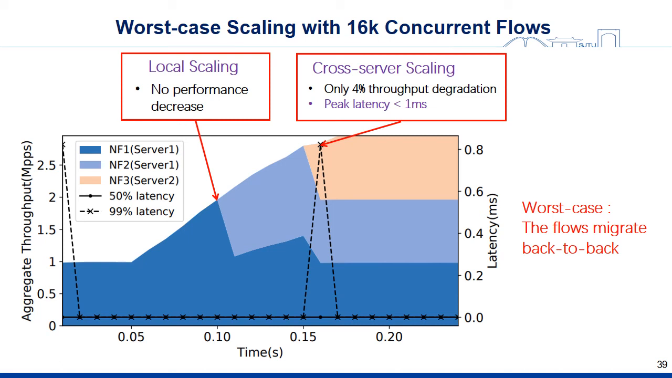At 0.1 second, a second instance is launched on server 1, and we split the traffic between the two instances. The second instance can immediately process packets, and there is no observable performance decrease. This is because there is no state migration due to the use of shared memory. We then start a third instance on a remote server. This instance needs to migrate state from server 1. We find that even though the instance migrates state intensively, the throughput only drops about 4%, and the 99th percentile latency shows a transient peak because of state migration, but the latency peak is still below 1 millisecond.